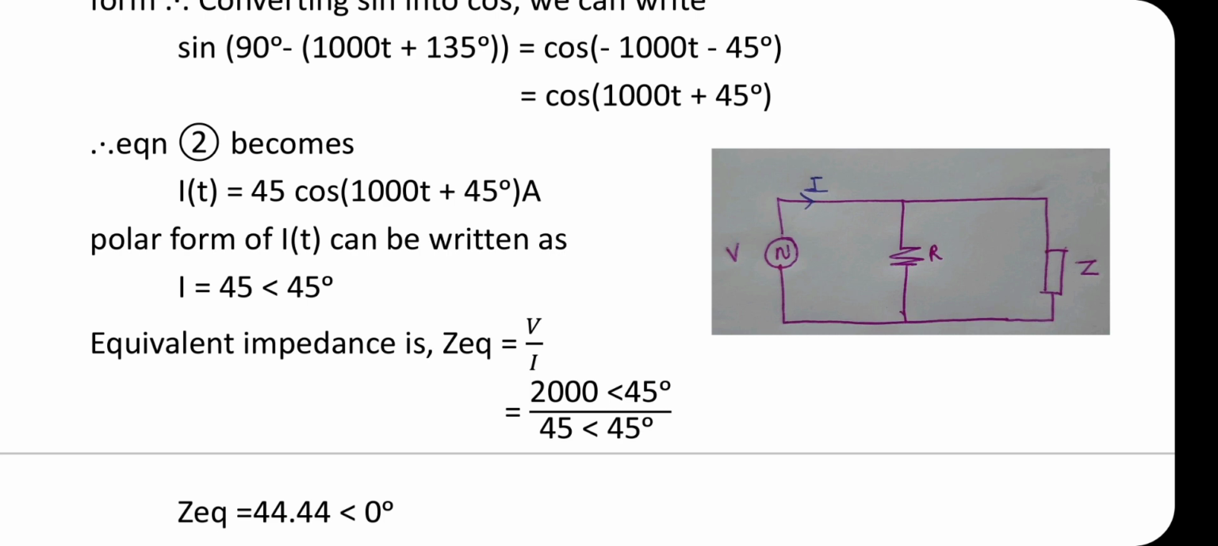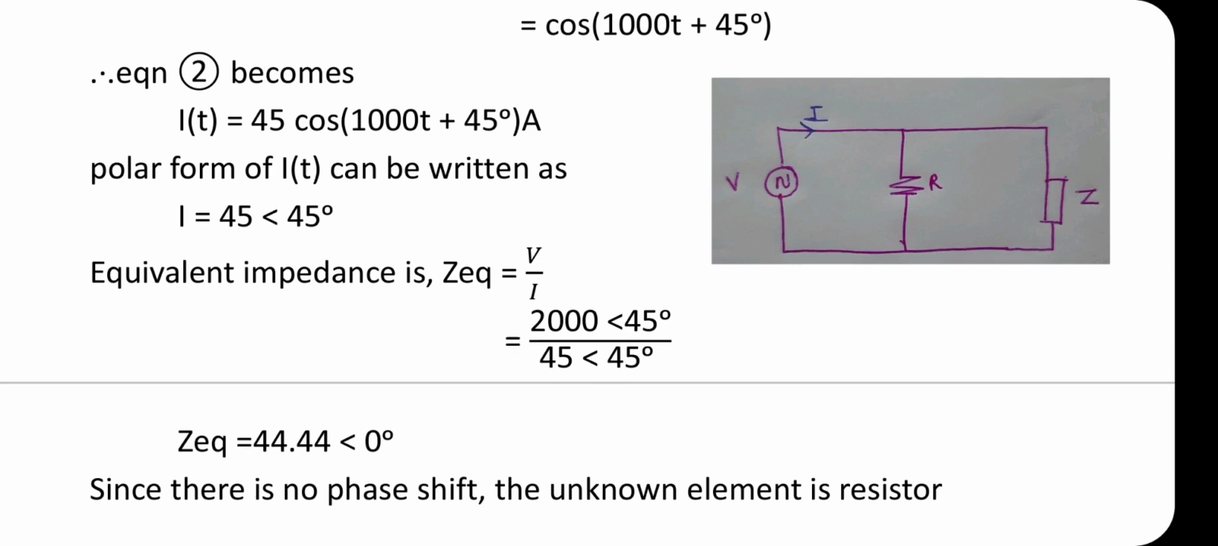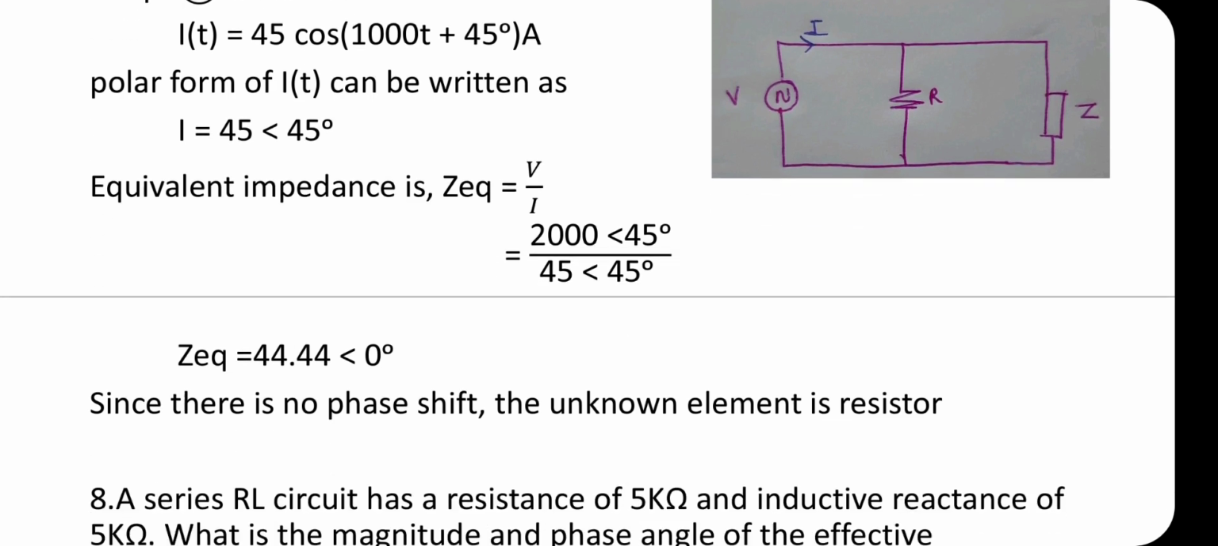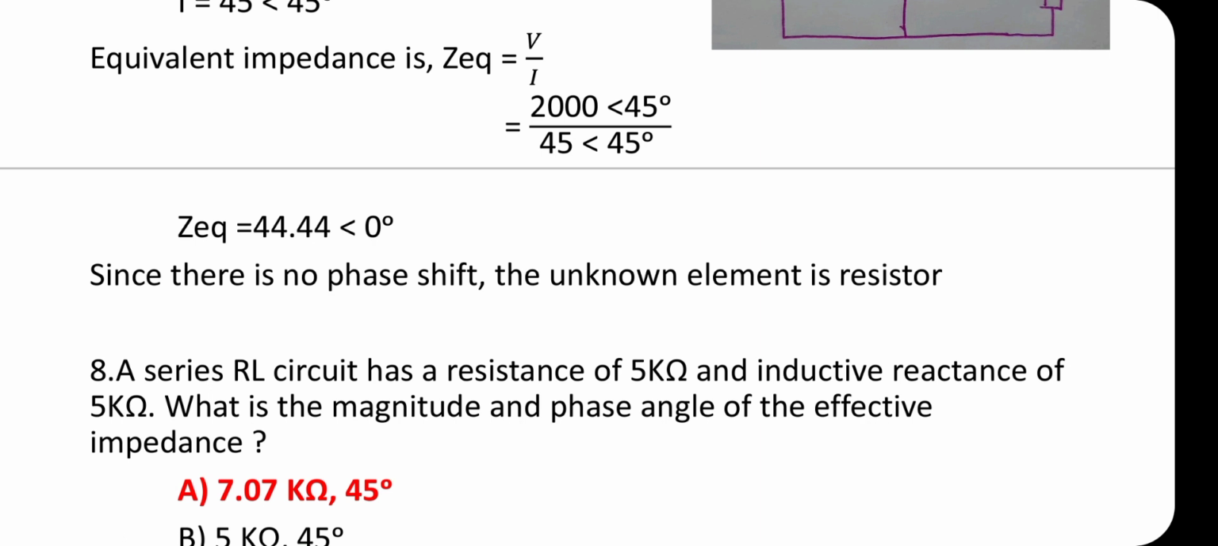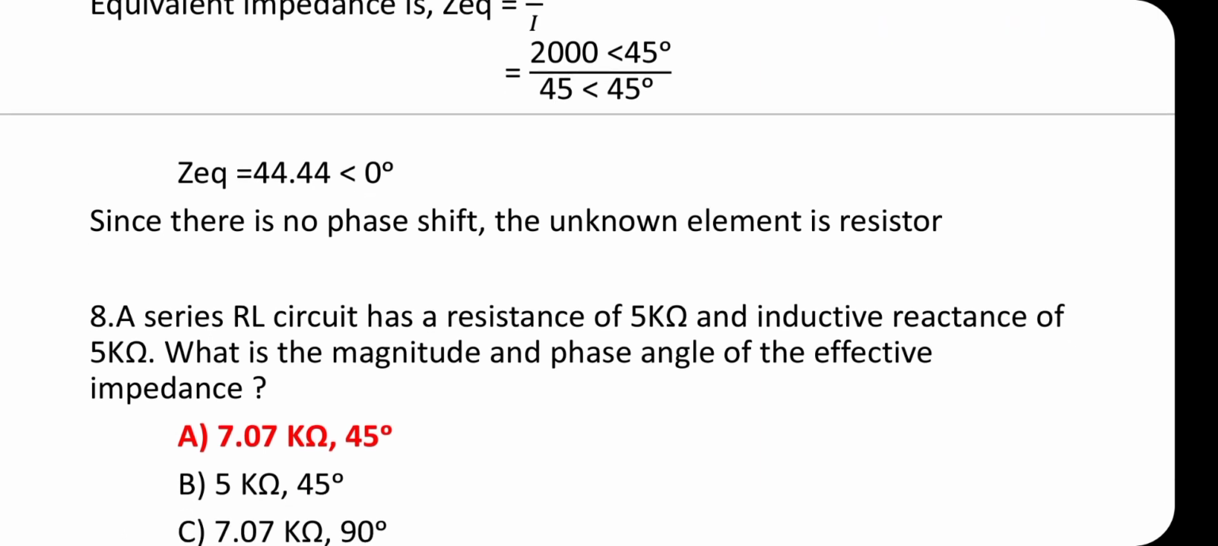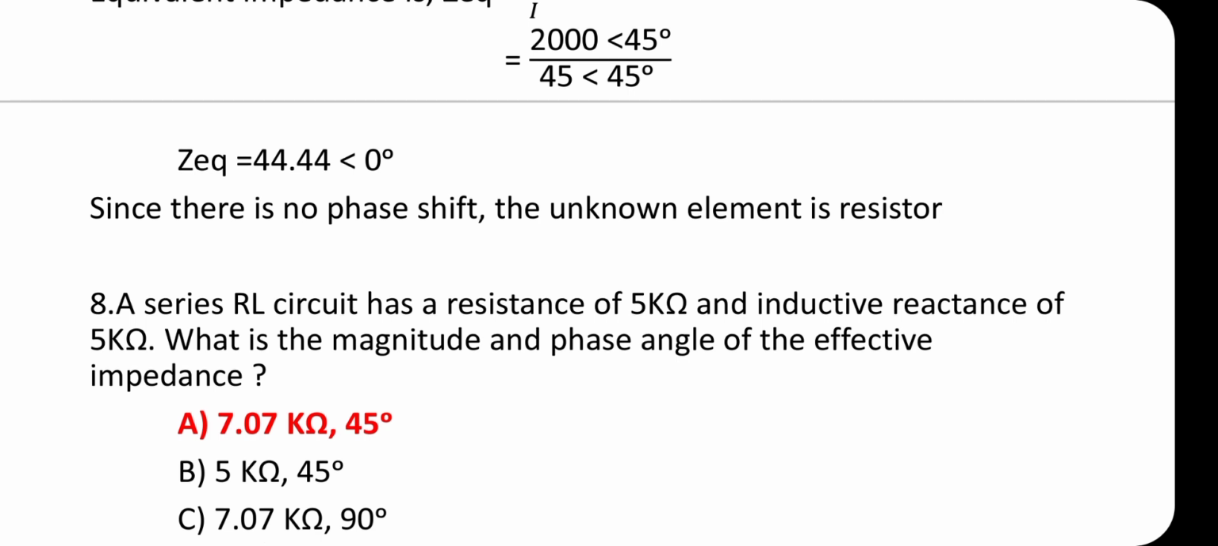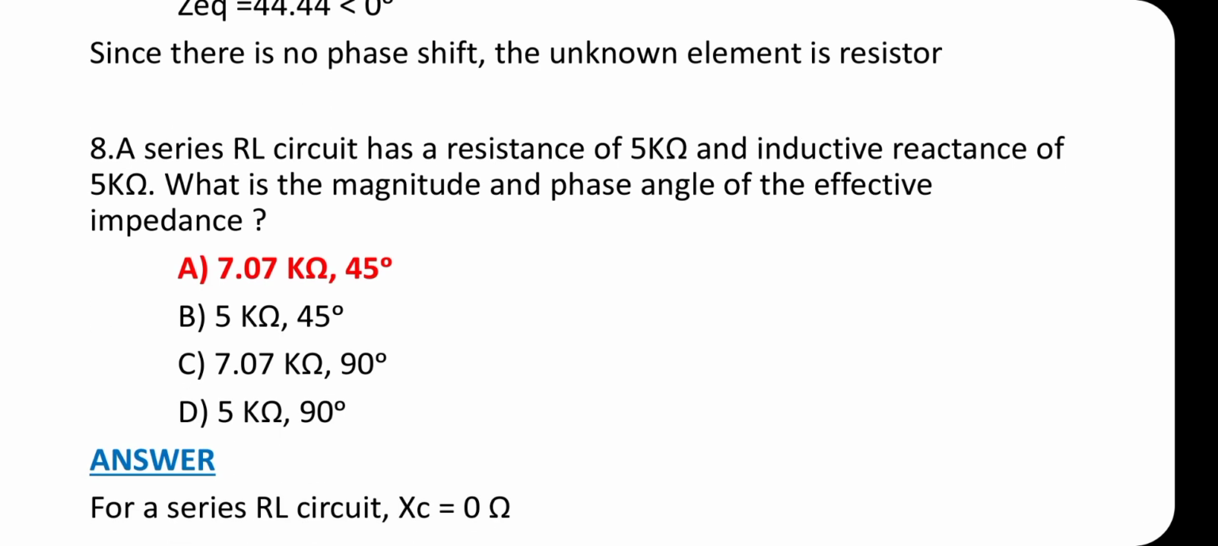Equivalent impedance is Z equivalent equal to V by I. That is 2000 angle 45 degree divided by 45 angle 45 degree. Z equivalent equal to 44.44 angle 0 degree. Since there is no phase shift, the unknown element is resistor.